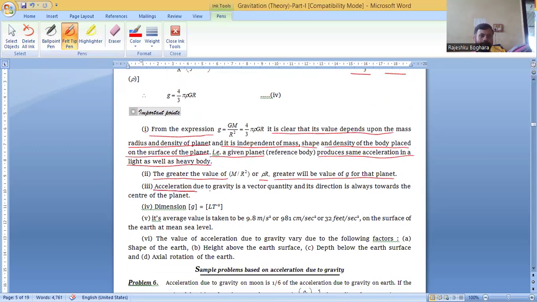Acceleration due to gravity is a vector quantity and its direction is always toward the center of the planet. So the dimension of g is M0 L1 T minus 2. Its average value is taken to be 9.8 meter per second square, or 981 centimeter per second square, or 32 feet per second square on the surface of the earth at mean sea level.